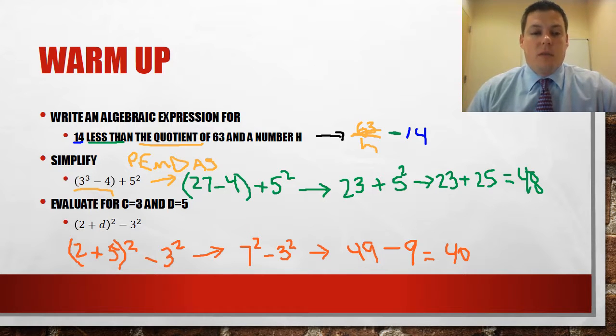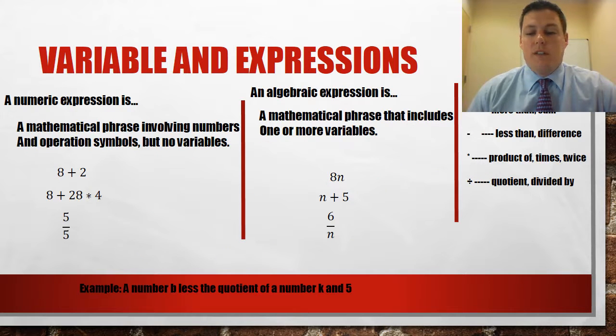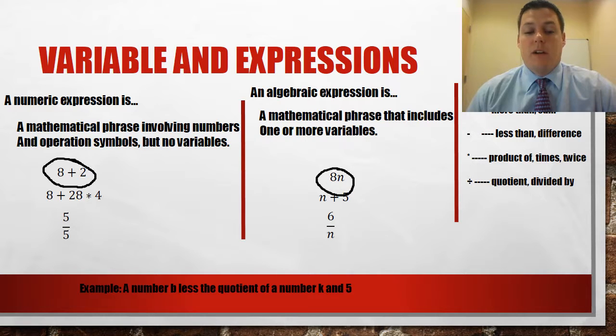Now we're going to go through some of the rules and definitions and responsibilities. So we're going to start with the first section, which is 1.1, and it tells us what a variable is and the difference between a numeric expression and an algebraic expression. The way to best remember it is a numeric expression is what we're used to. Now we're dealing with algebra, and an algebraic expression includes variables.